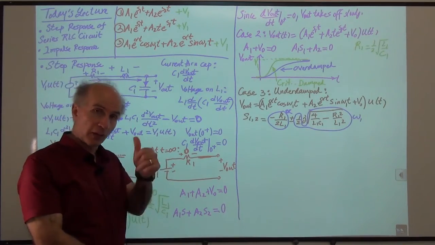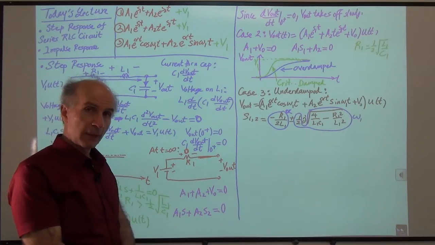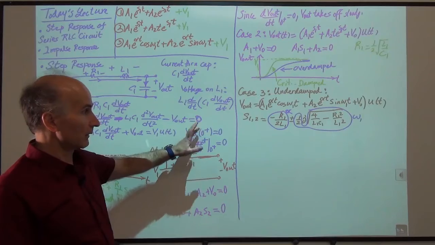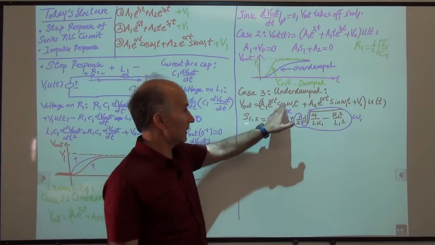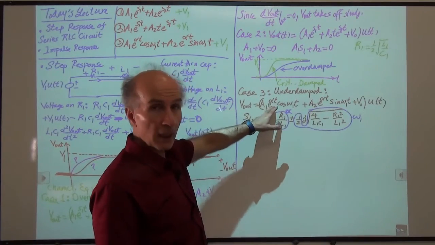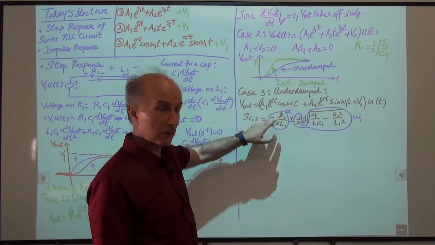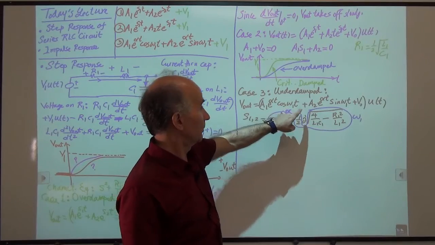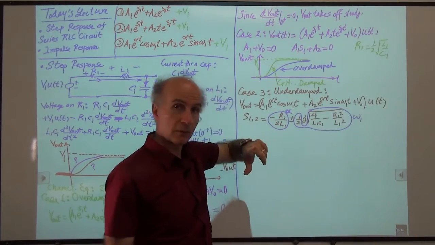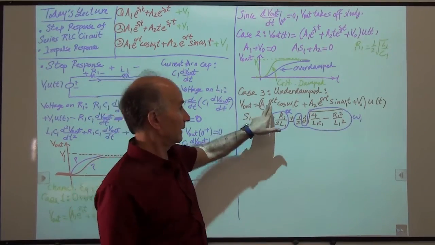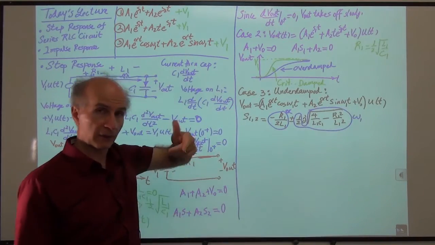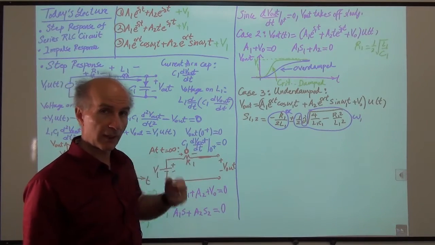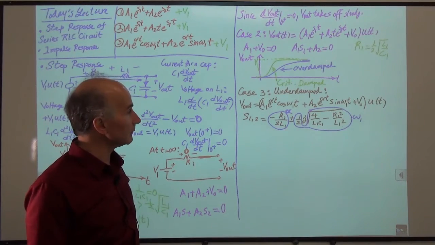Okay, we just need to find A1 and A2. So we have to enforce the initial conditions, right? I'll leave that as an exercise for you. You have to take this derivative carefully. First, we replace t with 0 for this condition. So that's just A1 plus V0 is equal to 0. Then we take the derivative of this whole thing, evaluate at time 0, and equate to 0. From those, we can find A1 and A2.